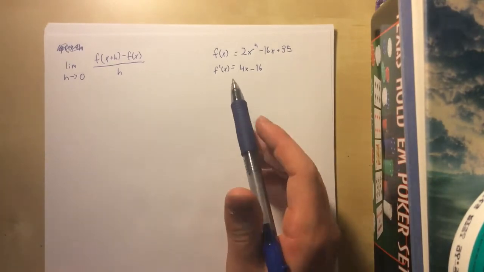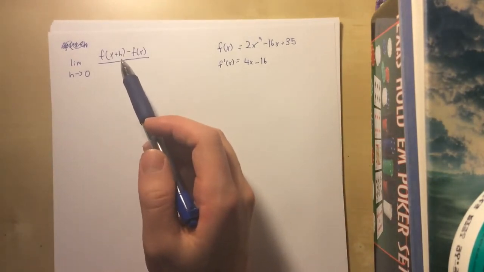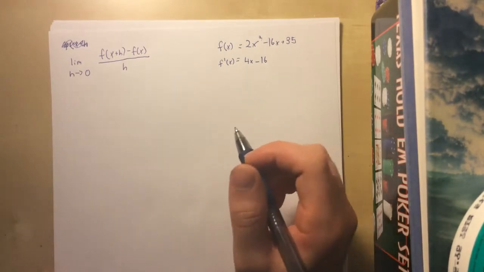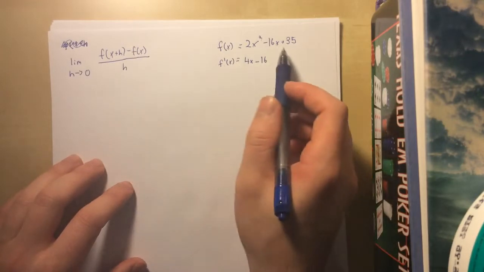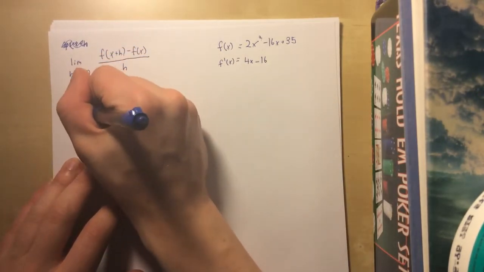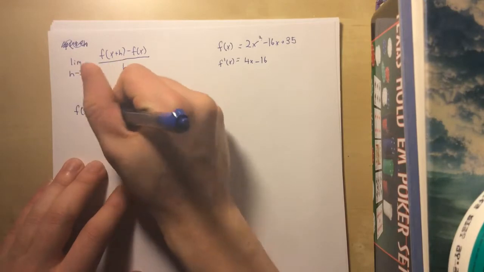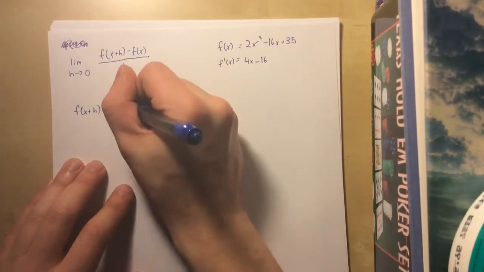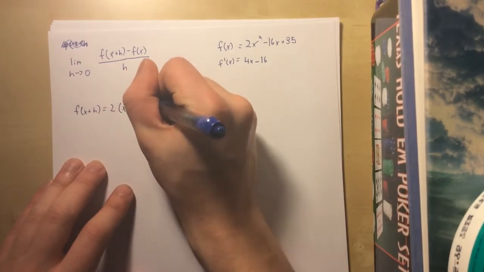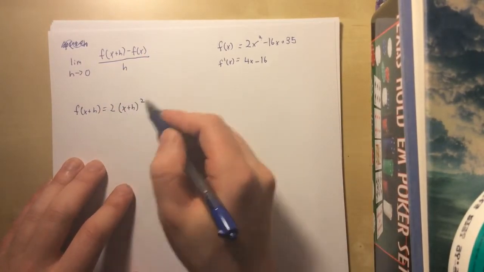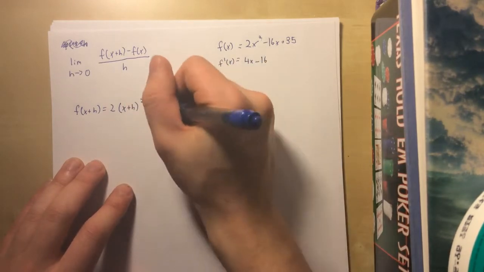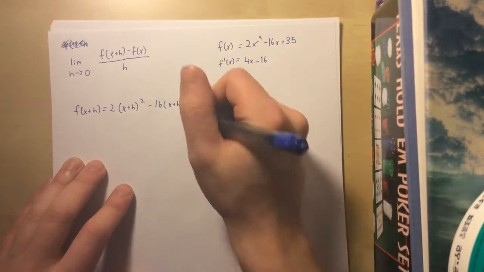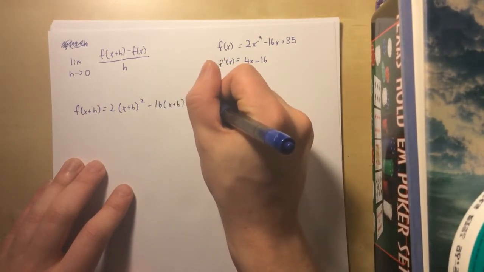So now let's evaluate the derivative using this limit notation, and let's hope that we get this 4x minus 16. So once again, we have the f of x. We know what that is. Let's figure out what f of x plus h is. If we plug in x plus h to each of these, we get 2 times x plus h squared. And once again, I'm just putting in x plus h every time I see an x. Minus 16 quantity x plus h plus 35.